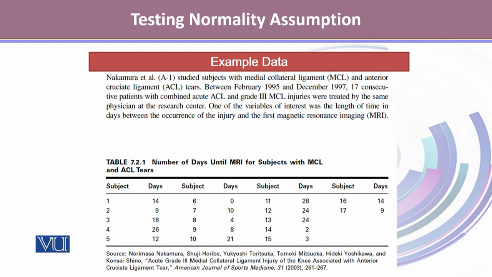So in table 7.2.1, we have the data for the number of days until MRI for subjects with MCL and ACL tears. The first column, that is subject, shows us the count from 1 to 17, which shows that there are 17 subjects. Second is our variable of interest, that is days, the number of days until MRI for subjects with MCL and ACL tears.